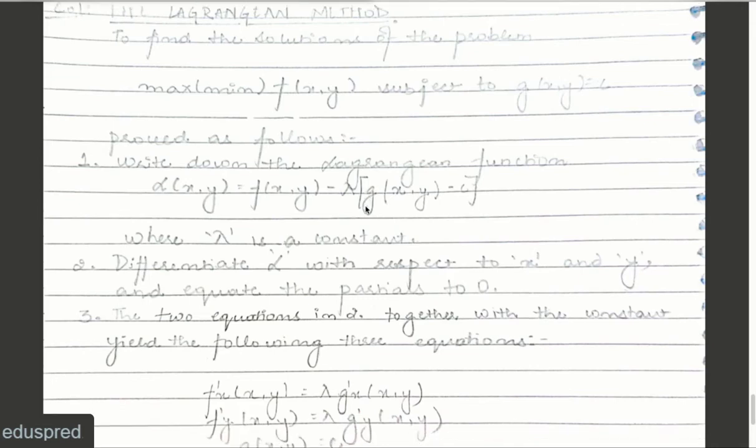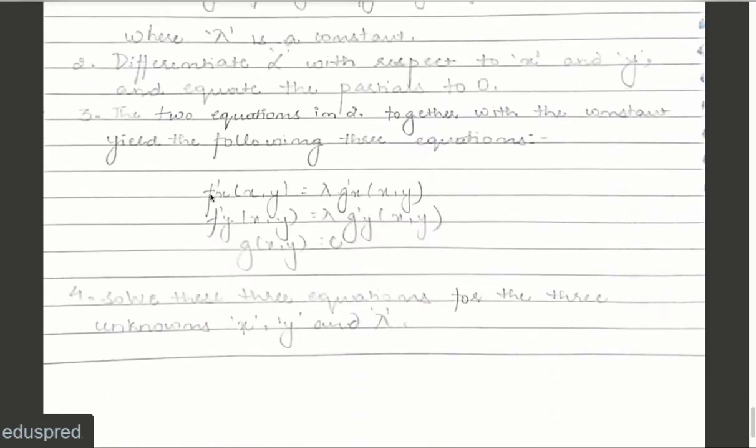That would give you three equations, which are f prime x (x,y) is equal to lambda g prime x (x,y), f prime y (x,y) is equal to lambda g prime y (x,y), and g(x,y) is equal to c. And lastly, you have to solve these three equations for the three unknowns x, y and lambda. That is, you have three equations and three unknowns, and you have to solve for the unknowns.